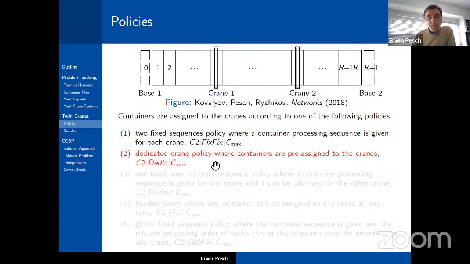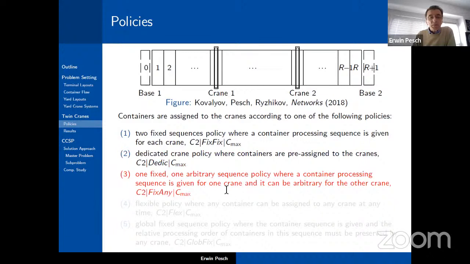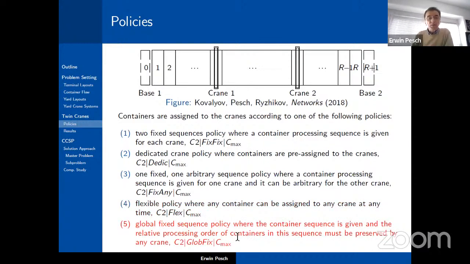The second policy is the dedicated crane policy, where containers are pre-assigned to the cranes, and we write dedic in the middle field. Policy number three is the one fixed, one arbitrary sequence policy, where the container processing sequence is given for one crane and can be arbitrary for the other, so we write fixed and any in the middle field. Then we have the flexible policy, where any container can be assigned to any crane at any time, flex in the middle field. What remains is global fix, the global fixed sequence policy, where the container sequence is given and the relative processing order of containers in the sequence must be preserved by both cranes, and global fix is in the middle.